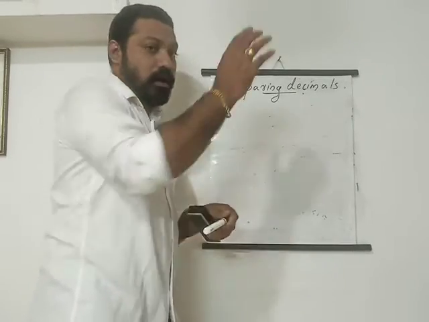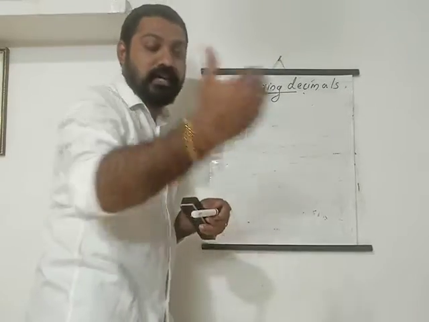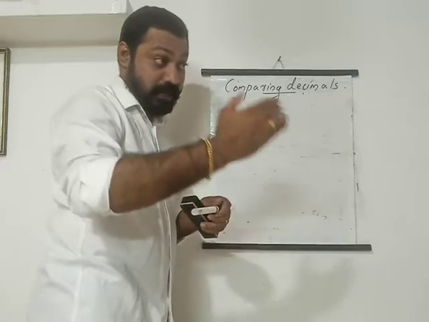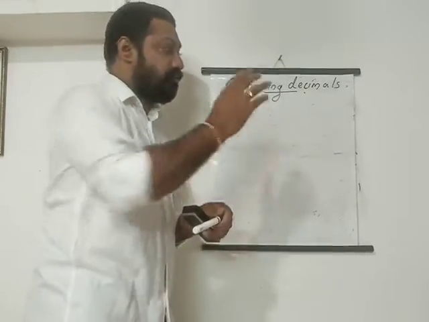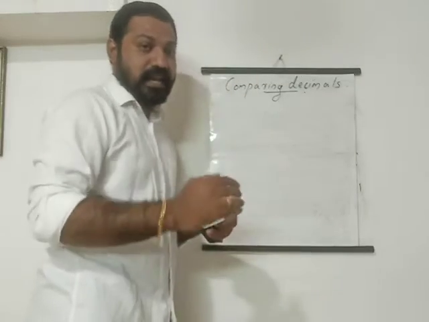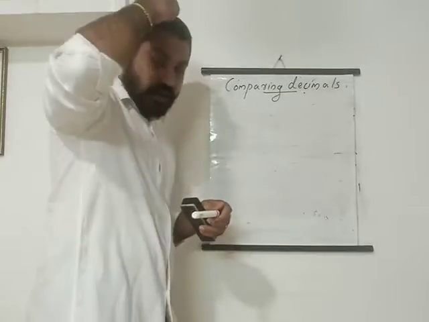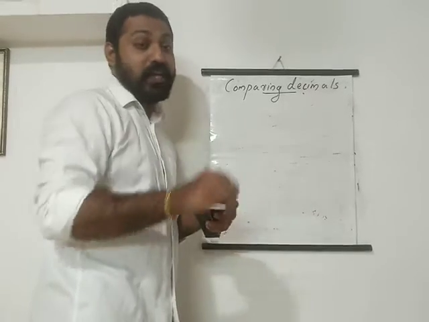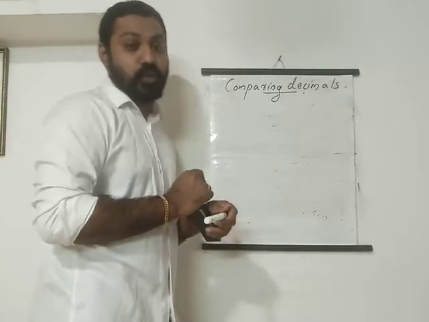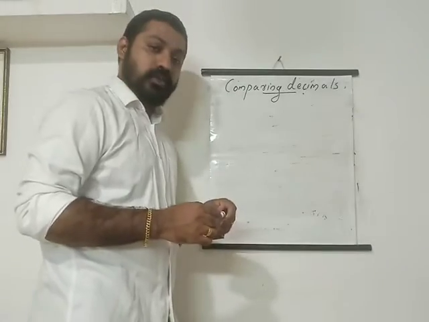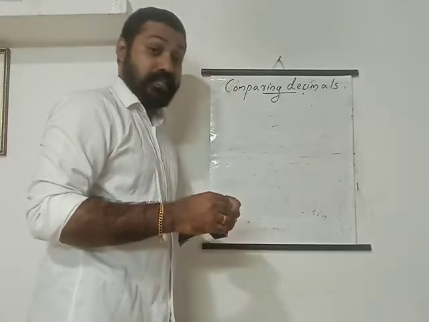So this is comparing decimals. How can we compare decimal numbers? It means we are finding out which one is the greatest and which one is the smallest, and arranging the numbers that way. For that, we must know the place value of the decimal number. It's very easy, and we can study it with examples.